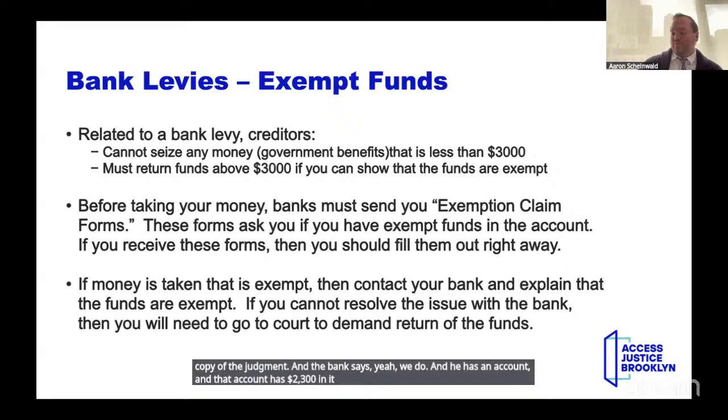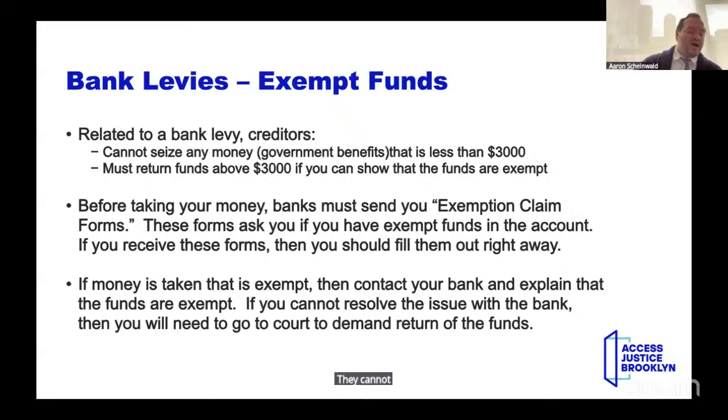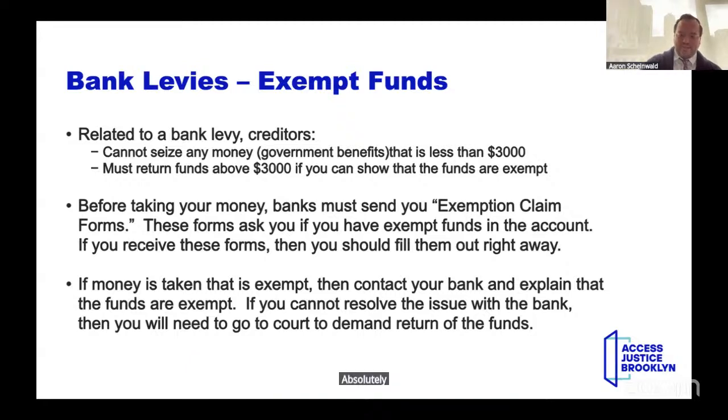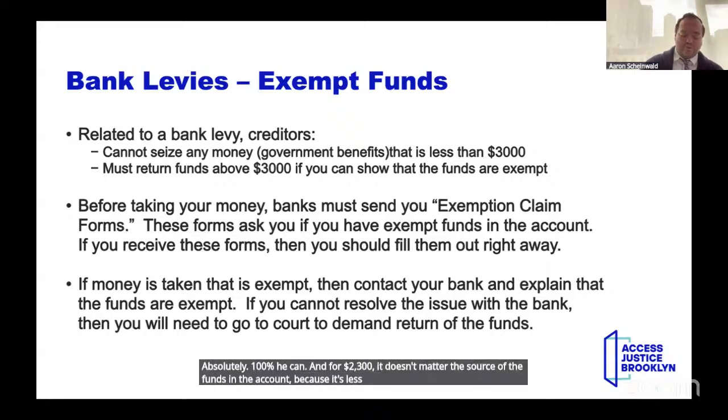Can that bank restrain that money? No, they cannot. Even if they made the mistake of restraining or freezing that amount of money, can Joe Smith walk into that bank and get all of his money immediately right away, or otherwise the bank is violating EPA? Yes, absolutely. 100% he can. And for $2,300, it doesn't matter the source of the funds in the account because it's less than the statutory amount for accounts that don't have government funds and that do have government funds.